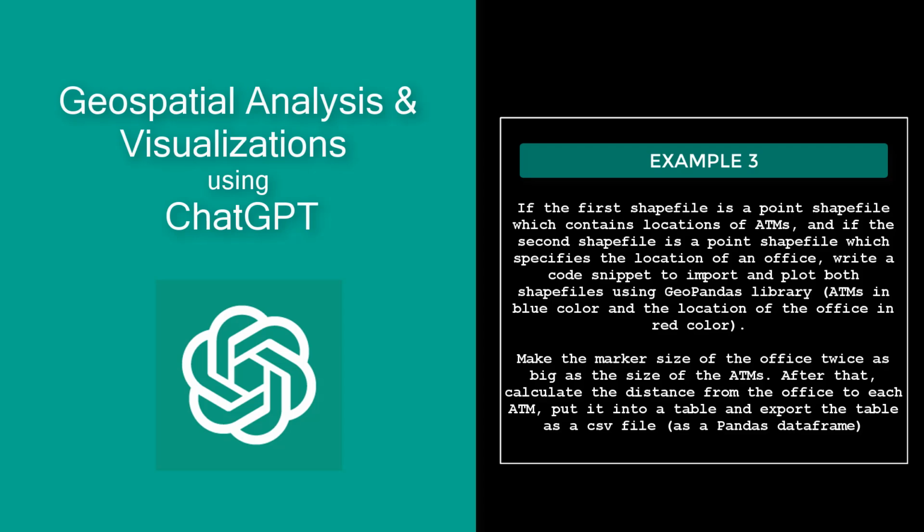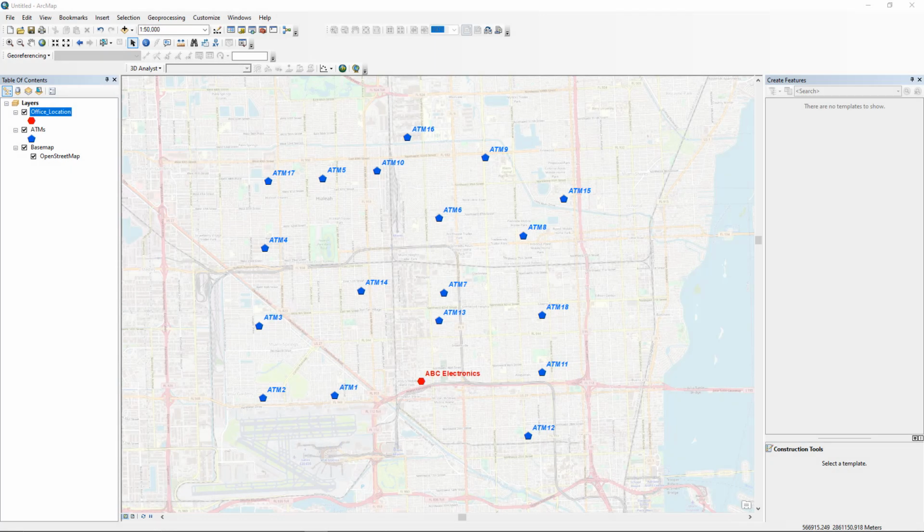And after that, I would like to calculate the distance from the office to each ATM, put it into a table and export that table as a CSV file or as a pandas data frame. Now you can see that the complexity of the problem compared to the previous case might be a bit high, because when we specify the problem, we are being more specific about what we need to do, and now we're dealing with points instead of polygons as compared to the previous 2 examples. And before we proceed with generating the code snippet using ChatGPT, I would again like to give you an overview of how spatially these points are supposed to be.